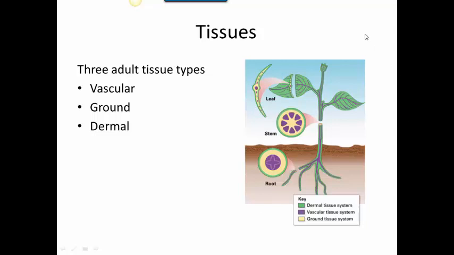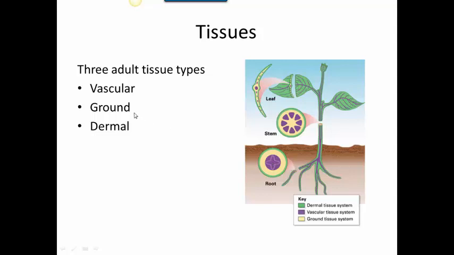This diagram here shows us the location of the adult tissues in the different plant organs. So in the leaf, we've got these little purple bundles, these little purple dots dispersed throughout the leaf. These are the vascular tissues. The vascular tissues in the stem are these little bundles that sort of almost form a cylinder in the stem. The vascular tissues in the root are all concentrated in the center.